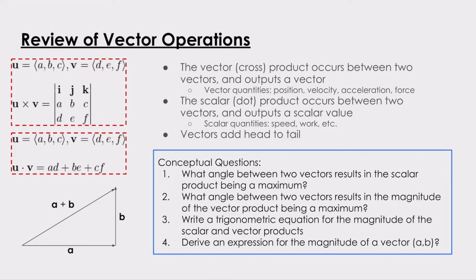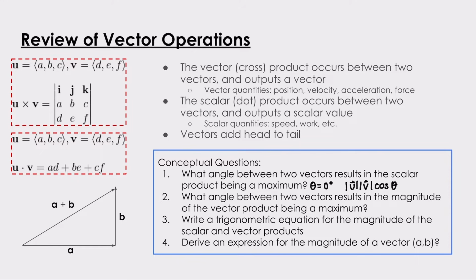So first, we're going to go through some conceptual questions. First of all, what angle between two vectors results in the scalar product being a maximum? When theta, the intermediate angle, is 0 degrees, the scalar product is a maximum. That's because the scalar product can also be rewritten in trigonometric form as the magnitude of u times the magnitude of v times the cosine of theta, with cosine of theta being a maximum when theta equals 0.